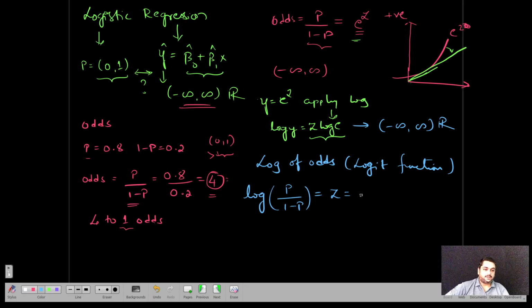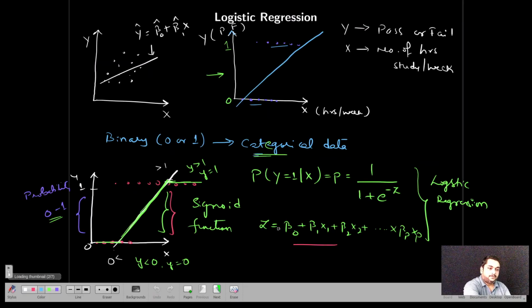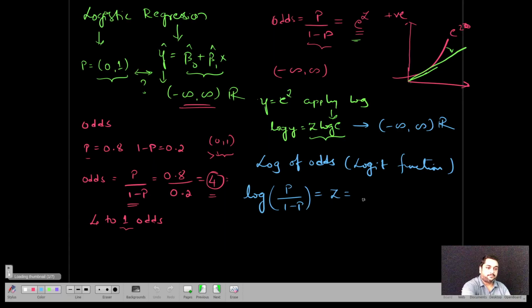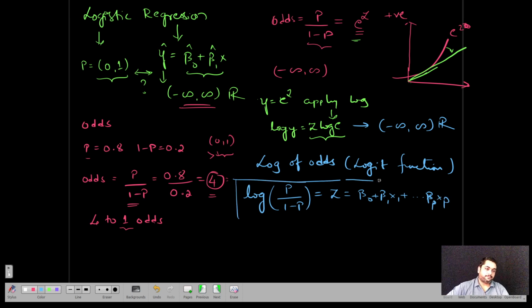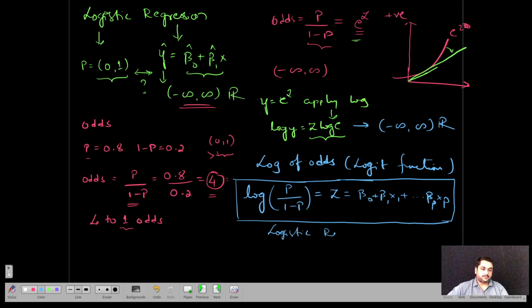We already know z from the previous discussion. So z is my regression line: beta naught plus beta 1 x1 and so on up to beta p xp. So this is the equation for your logistic regression.